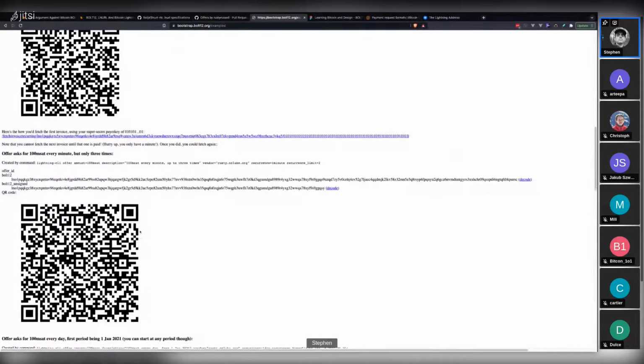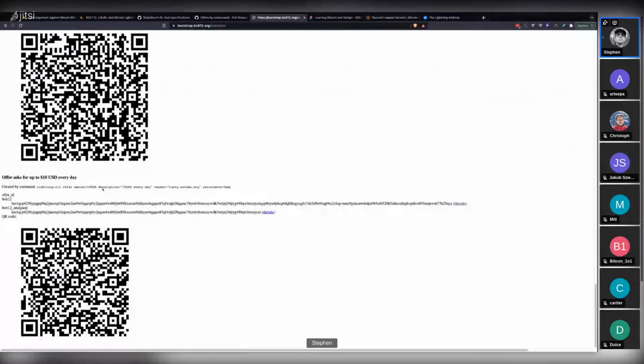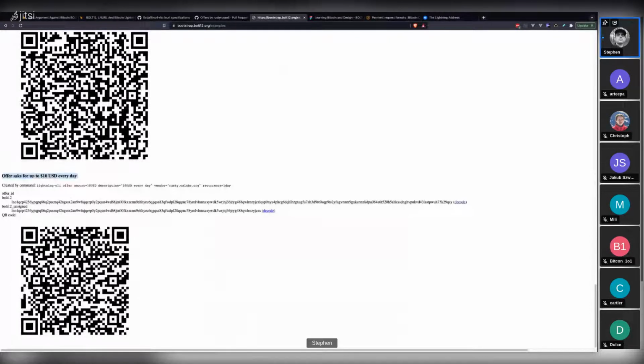This one's doing it every minute, obviously, but it's only scoped to 3 times. So it'd be like, okay, you're going to pay me 100 millisats every minute, but stop after 3 times. Now here's where it starts to get interesting. Look at this one. The offer asks for up to 10 USD every day. This is a really interesting one because they're actually denominating the offer in dollars instead of in Bitcoin.